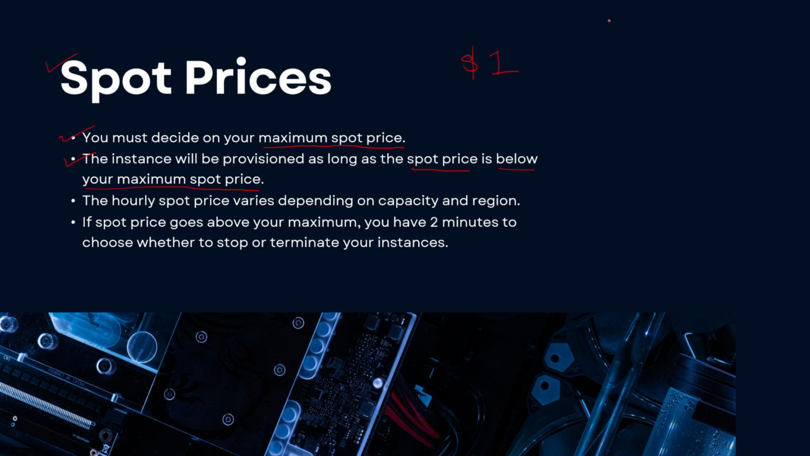For example, if the current spot price is $0.5, as you can see, your maximum is $1 and the current spot price is $0.5, so your spot instance will be provisioned. But in the scenario that the spot price goes up to, for example, $1.1, this is above your maximum spot price. So your instance will be terminated or will not be created.